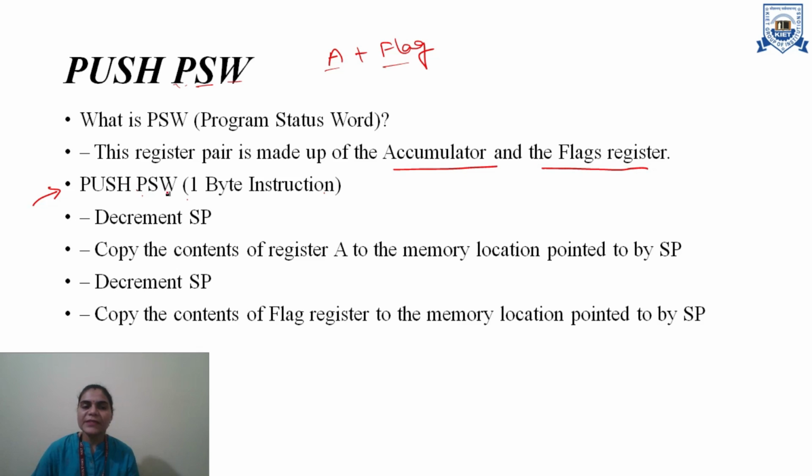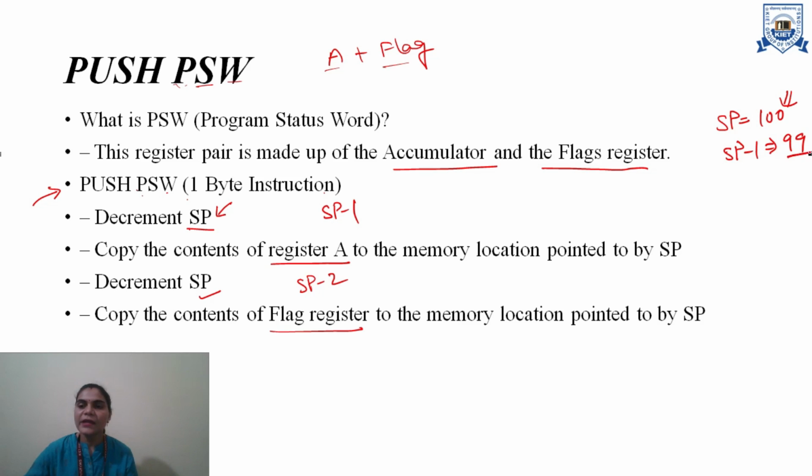To implement this instruction, first we will decrement the stack pointer by 1 and then copy the content of register A. First we will insert the content from the accumulator. Then we will decrement the stack pointer and copy the content of the flag register. So the value in the stack pointer is 100. It is pointing to location 100. Then first we will decrement it by 1, that is 99. So we will put the content of the accumulator at location 99.